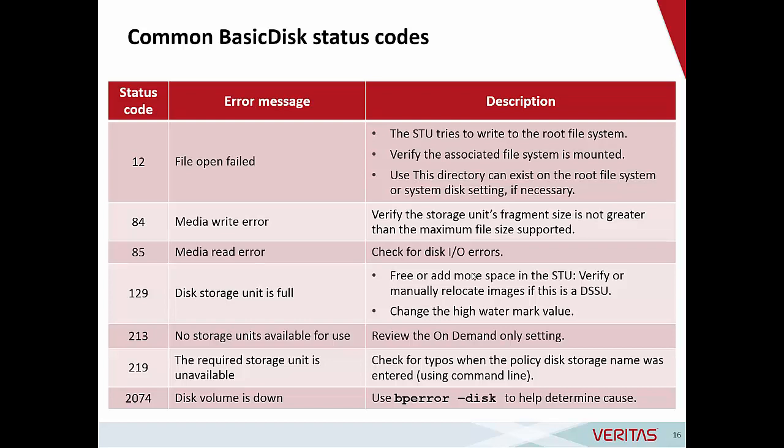And then the 2074, which is a newer status code, a disk volume is down, means the disk is not accessible. Probably this means a loss of connectivity to the disk or the failure of the disk, one or the other. The host can't see it anymore.